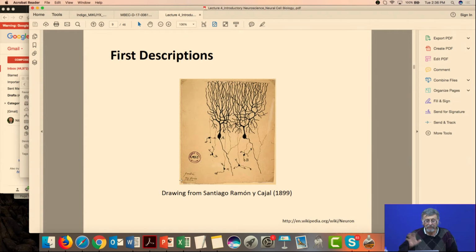Anyway, let us come back to biology. So, this guy Ramon Cajal was one of the most famous neuroanatomists. He was the first person who utilized this staining technique called Golgi stain.